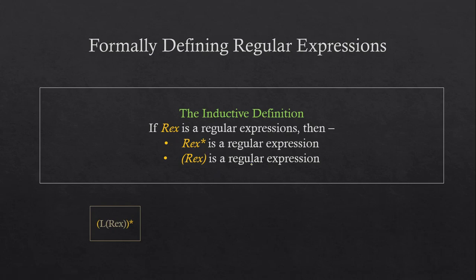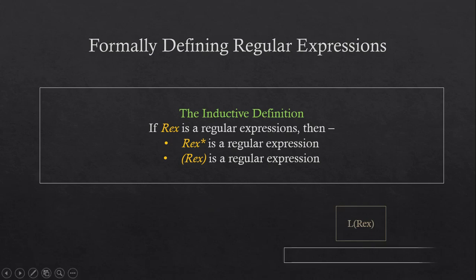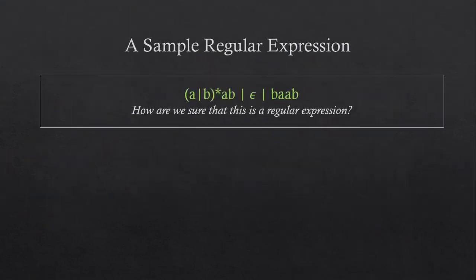And the last one here is pretty simple. If you put a couple of brackets on either side of an expression, the expression remains regular. And what happens to the language of that expression? Well, it doesn't change, because putting a bracket on either side doesn't change a language. Alright, so that is our definition out of the way, and using that definition, let's try to see why this expression is a regular expression.